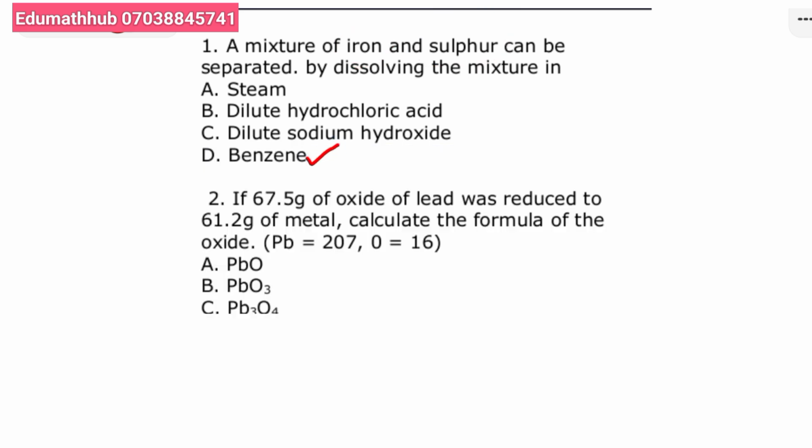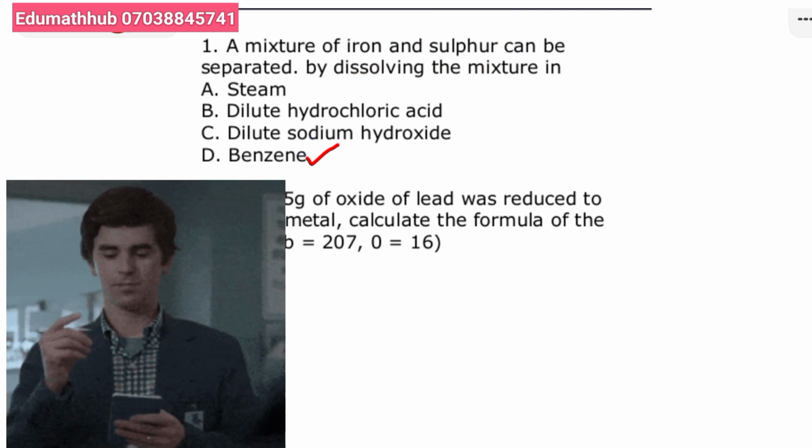So we have benzene here. Benzene cannot dissolve iron and it cannot dissolve sulfur. It only dissolves sulfur partially. So if it dissolves sulfur partially, that means some amount of sulfur will still remain undissolved and it will be very hard for you to separate it from the iron. So benzene is not the answer. Okay, so let's move to the next one.